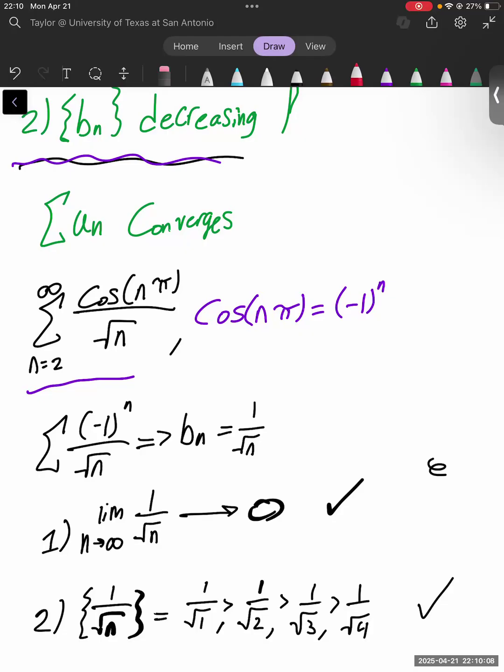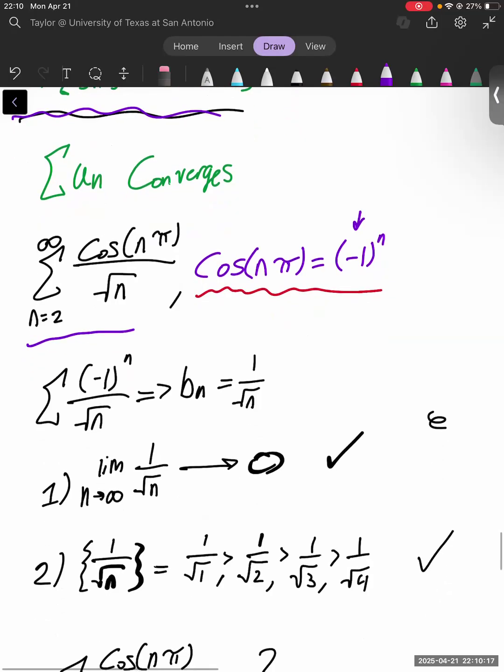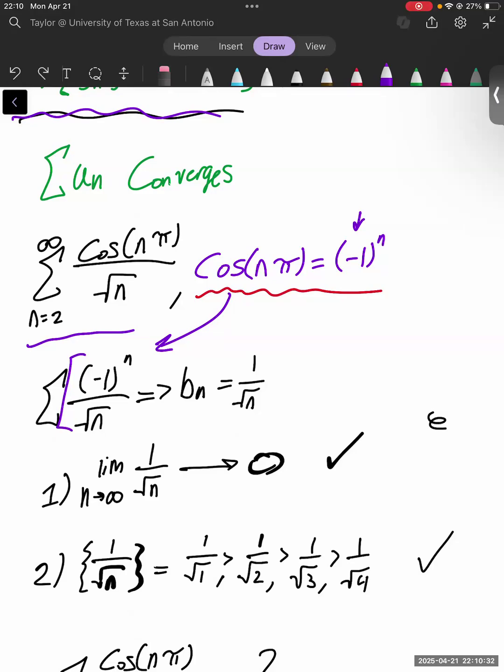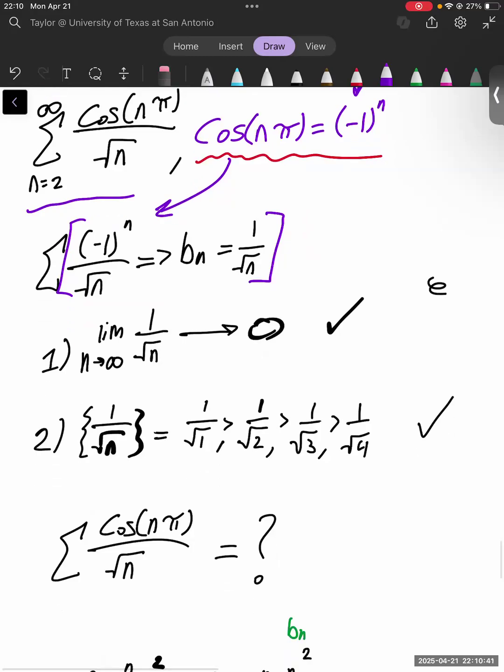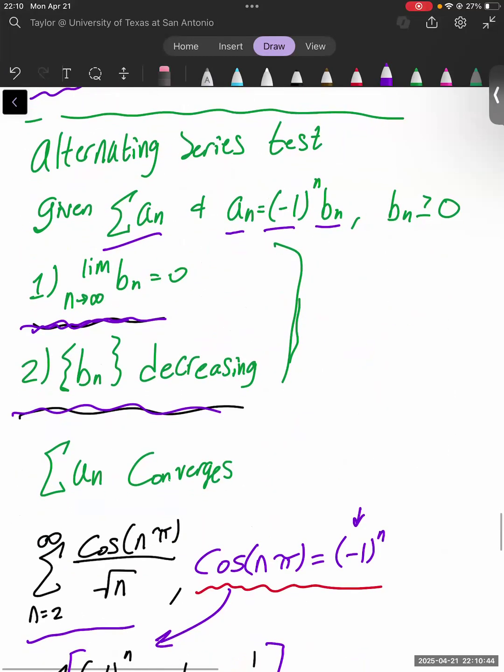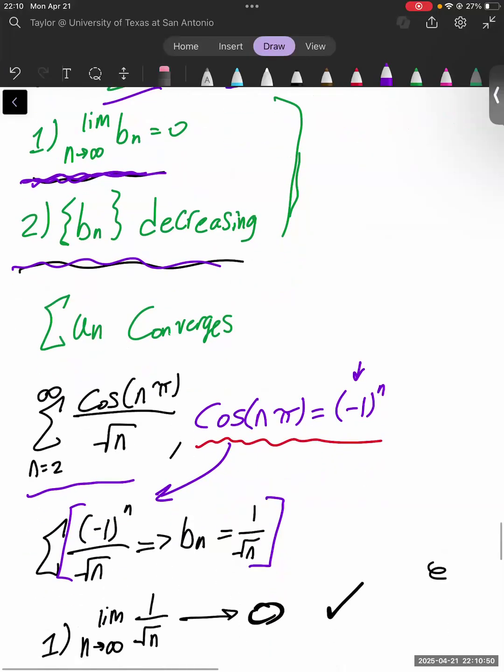And something to note is that cosine n pi is just a fancy way of writing the alternating series sequence -1 to the n. So I'm going to go ahead and replace those right here. And I see that this is my new sequence. From that, my bn in this case is 1 over square root n. Okay, awesome. So I'm going to follow my two conditions. The limit as n approaches infinity of b sub n must equal 0, and I need to find out if it's decreasing.